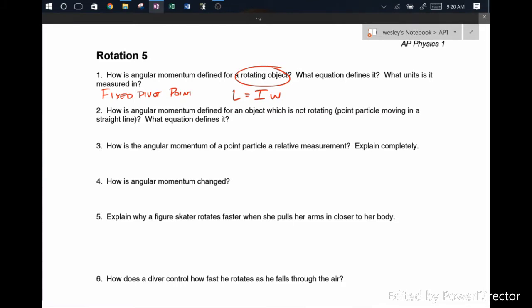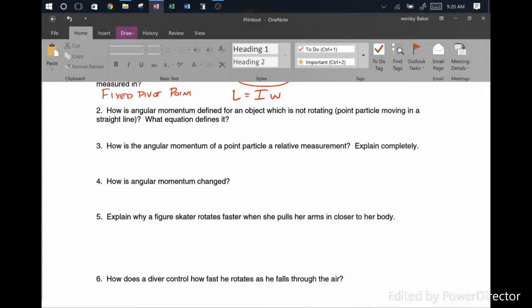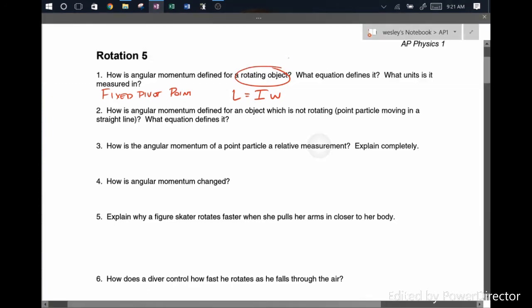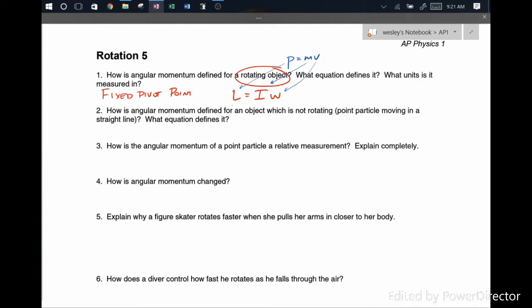If we remember linear momentum, linear momentum is mass times velocity. So when we look at its rotational equivalent, we're using L for angular momentum. Instead of mass, we're going to use the rotational equivalent of mass, rotational inertia. And instead of V, we're going to use the rotational equivalent of velocity, which is angular velocity.